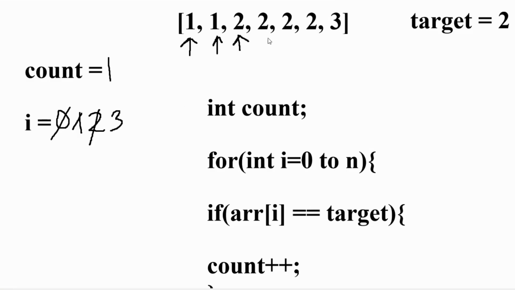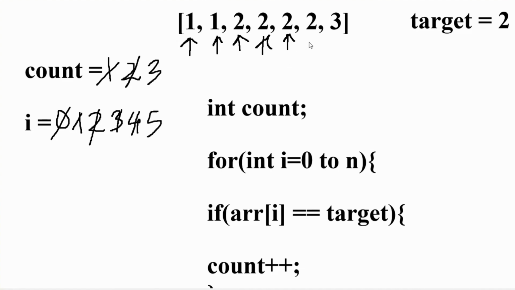Then it goes to this element and checks if it is equal to our target. Yes, and the counter gets updated. Now the counter becomes 2. Then i gets updated and becomes 4. We traverse to this element and check if it is equal to our target. Yes, so we update the count variable. So count becomes 3. i gets updated and now i has become 5.